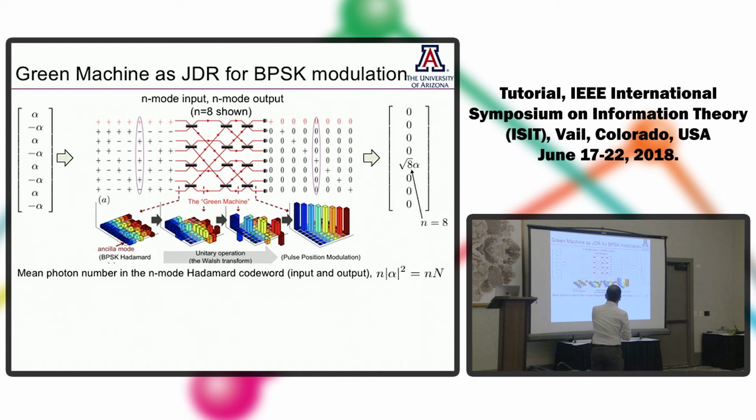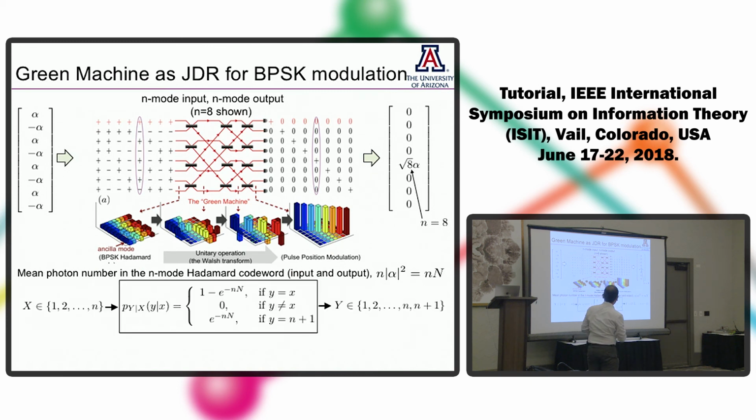So let's do a capacity calculation, which is not too hard because my P of y given x induced now is simply this. My x is over now n possible inputs, where each input corresponds to one of these Hadamard code words.